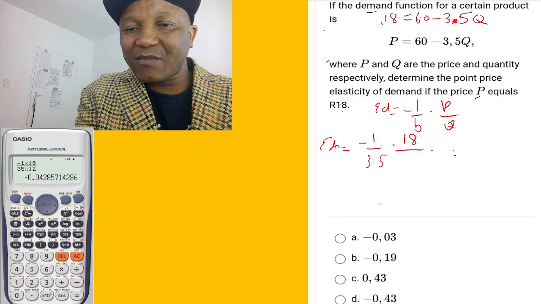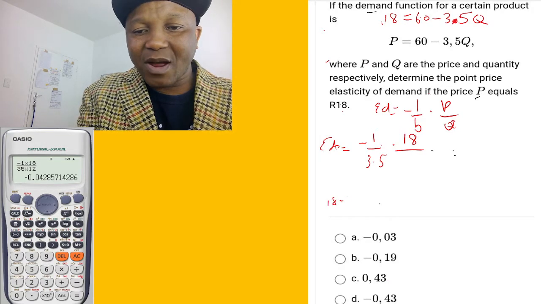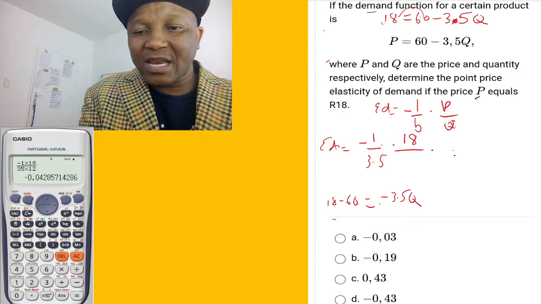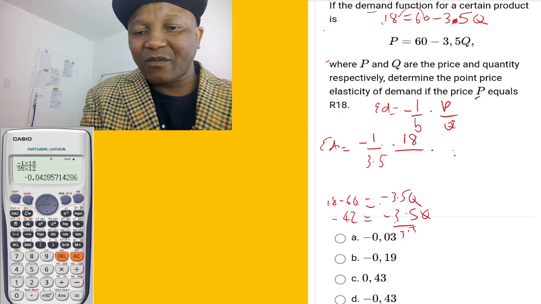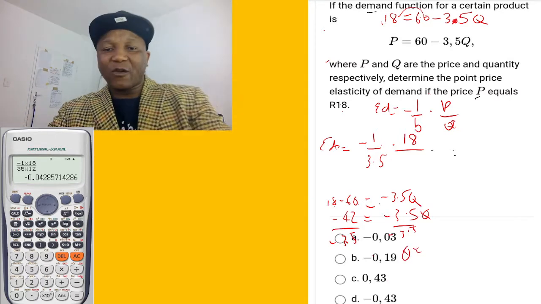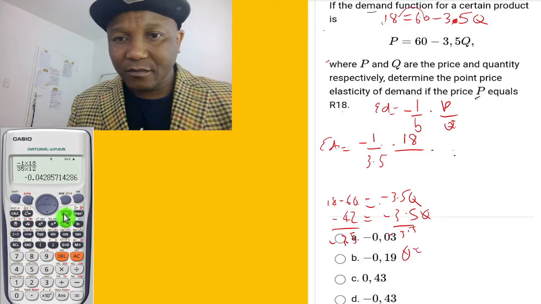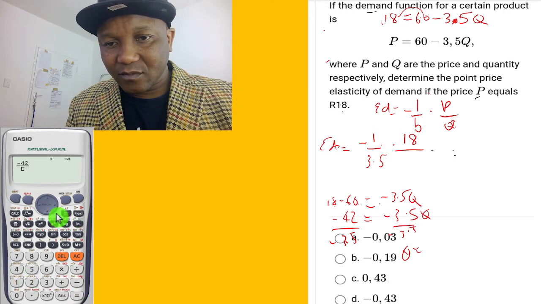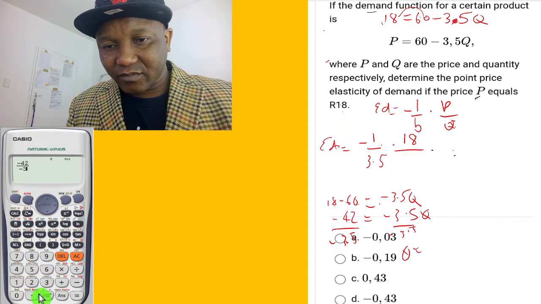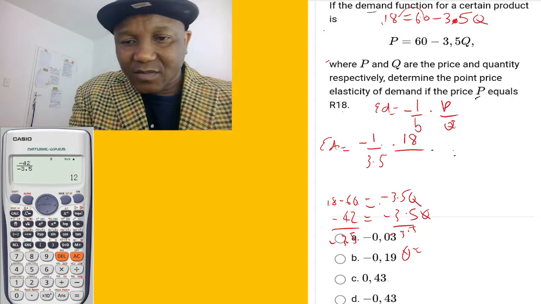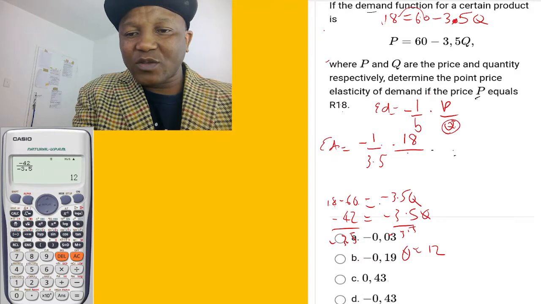Okay, there's a lot of ways you can do it. Either you can take 60 back, so it's going to be 18 minus 60 equal, so this one coming in is going to be -3.5 Q. So 18 minus 60 equals -42 equals -3.5 Q. Divided by -3.5, divided by -3.5. So -42 divided by -3.5 gives us the value of Q. We got 12. So our Q equals 12.